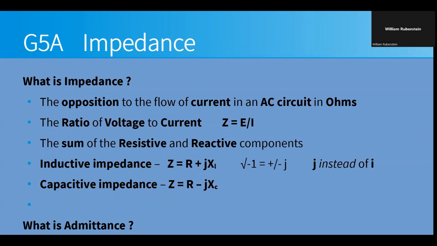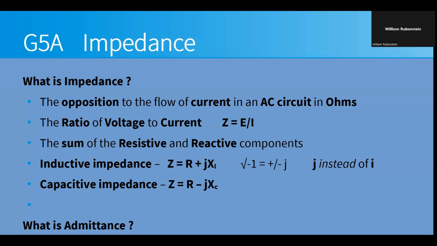Okay, impedance. It's the opposition to the flow of current in an AC circuit. So it combines resistance and reactance. It's the total opposition to current flow. It's also a test question: it's the ratio of voltage to current. Turns out it's not quite that simple because those happen to be complex numbers, but as far as the test is concerned, impedance is equal to E divided by I.